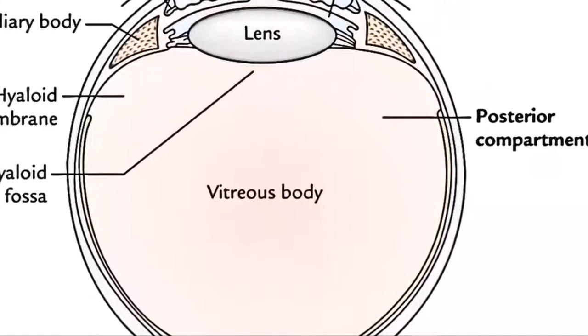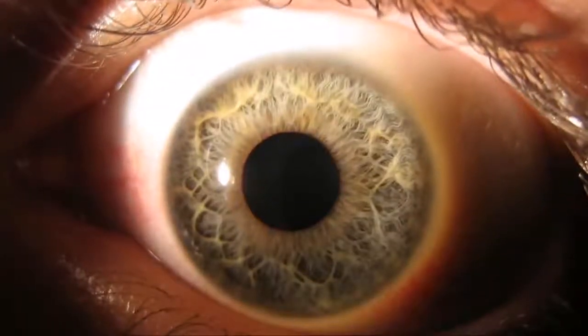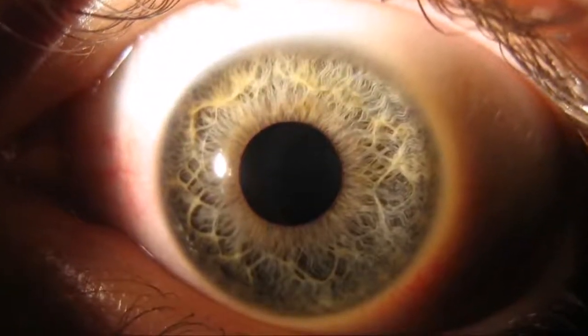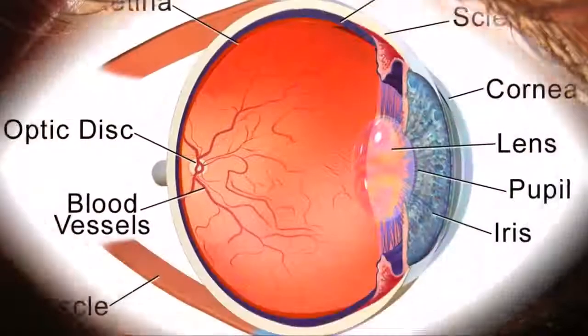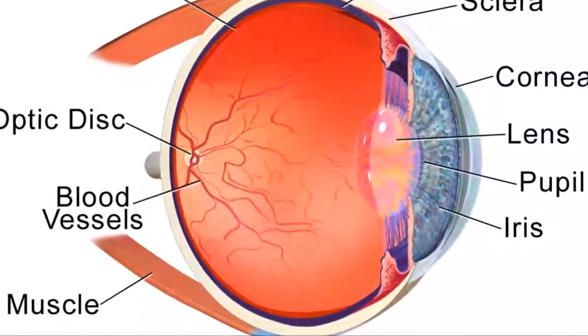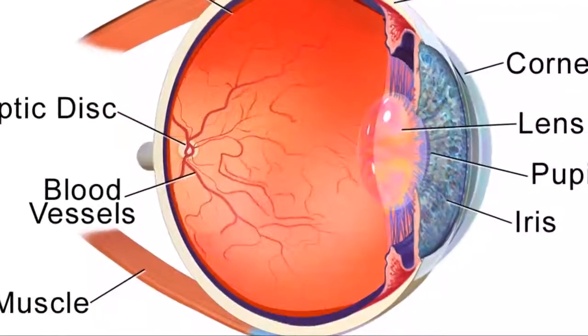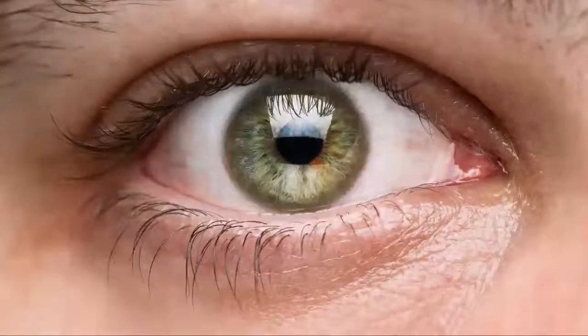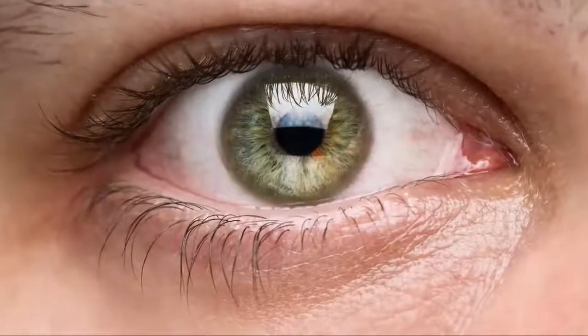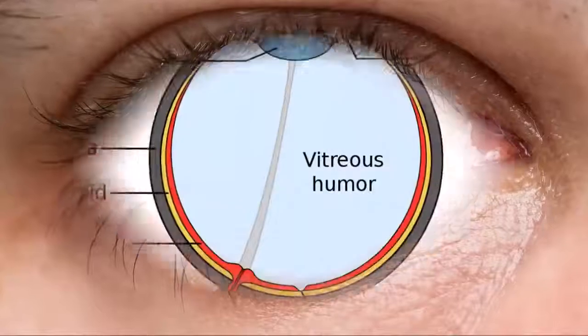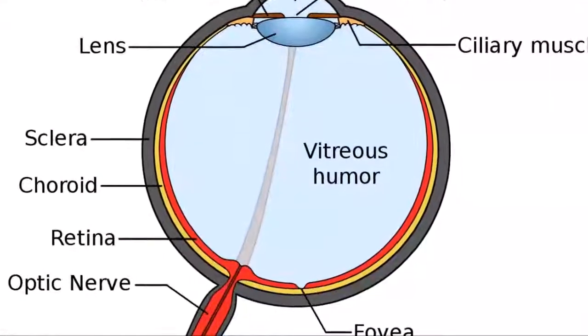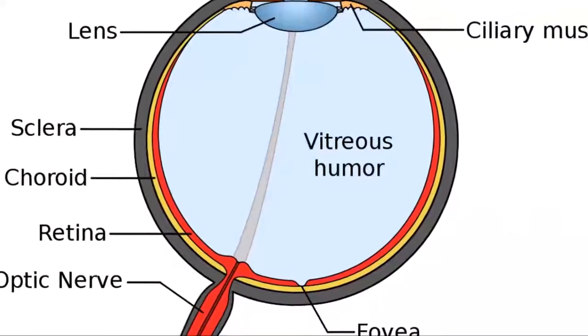The long posterior ciliary arteries run a longer course medially and laterally around the sides of the optic nerve and pass to the anterior aspect of the eyeball, piercing the choroid layer. Here, you also have the anterior ciliary arteries, and within the choroid layer, they anastomose with the long posterior ciliary arteries.